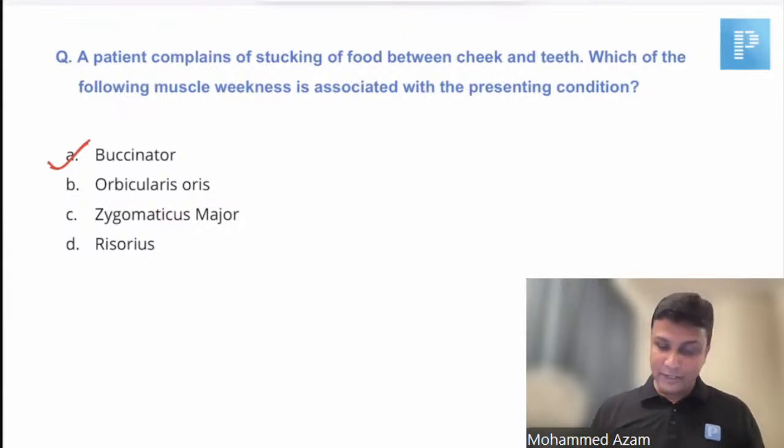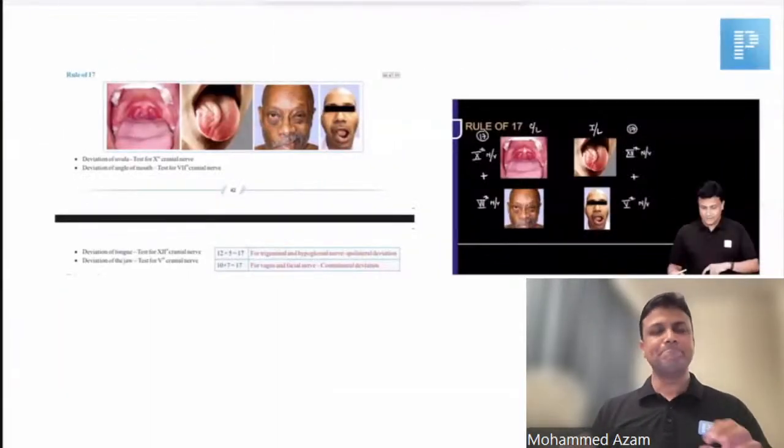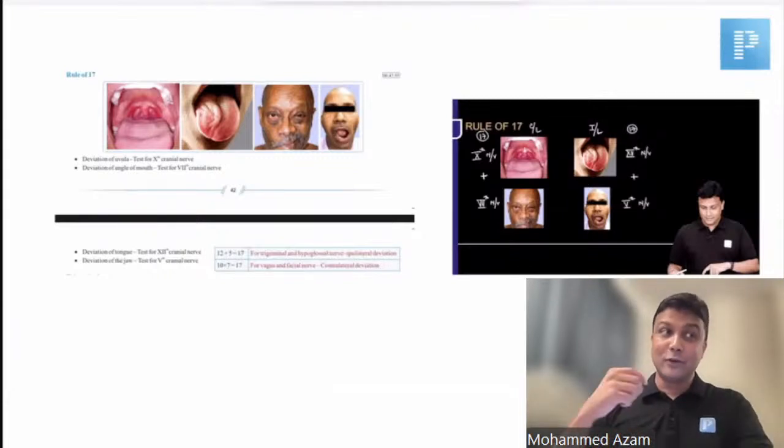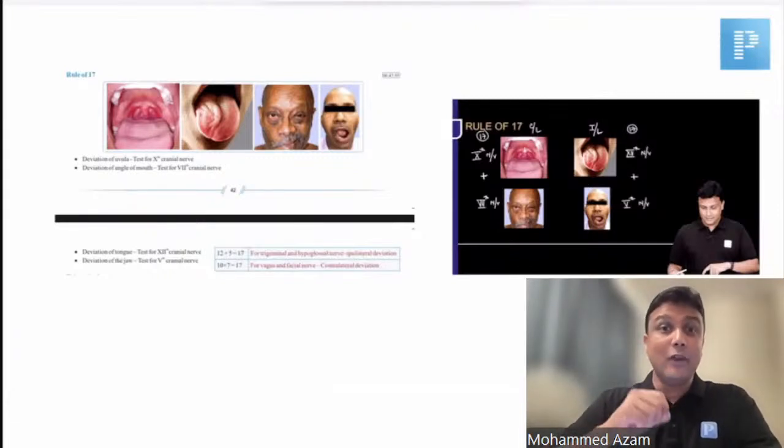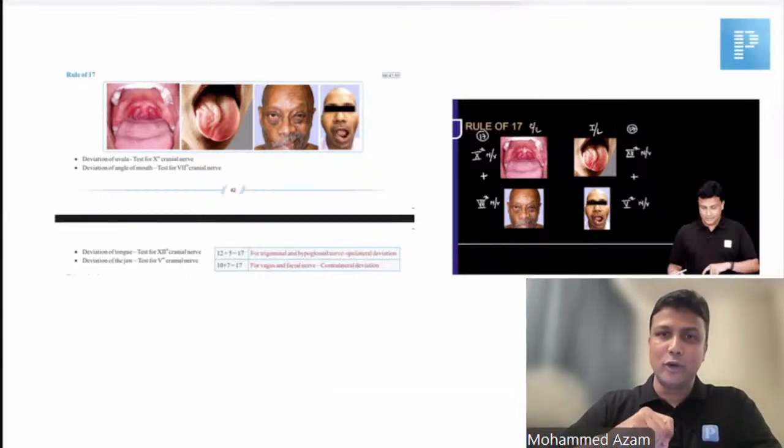Apart from that, my dear friends, please remember, we will also be learning the same points when we learn about the upper motor neuron and the lower motor neuron lesion of the seventh nerve, the facial nerve. Bell's palsy. We have discussed all these conditions, the drooping of the saliva, stacking of the food over there. The angle of mouth will be going down.